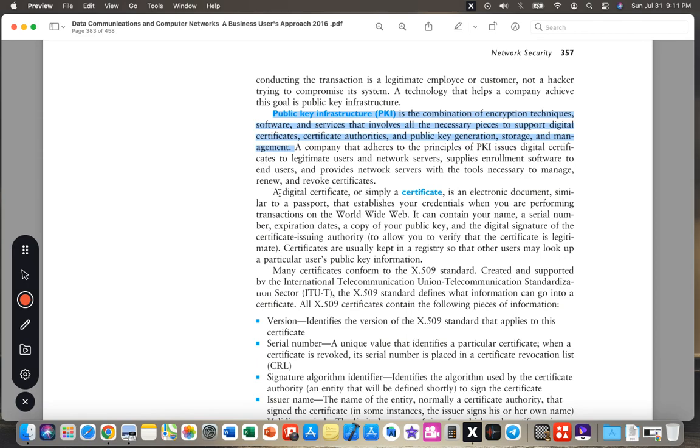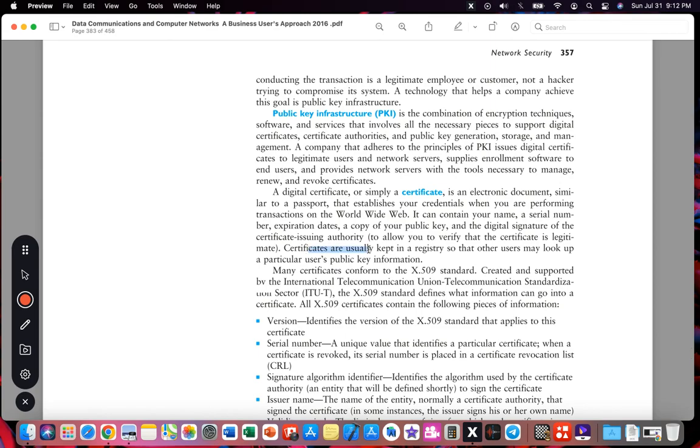A digital certificate, or simply a certificate, is an electronic document similar to a passport that establishes your credentials when you are performing transactions on the WWW. It can contain your name, serial number, expiration date, a copy of your public key, and the digital signature of the certificate issuing authority. Certificates are usually kept in a registry so that other users may look up a particular user's public key information.